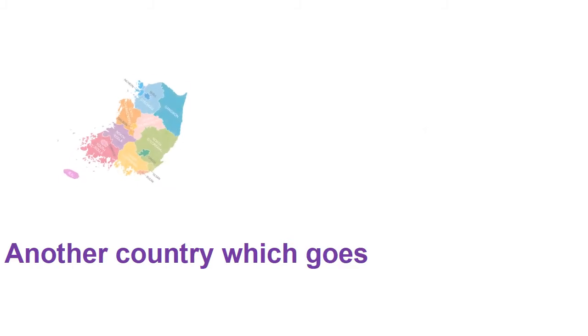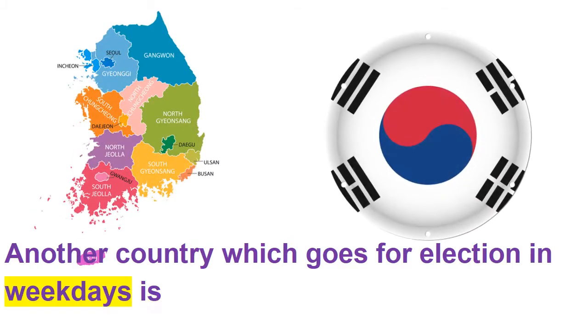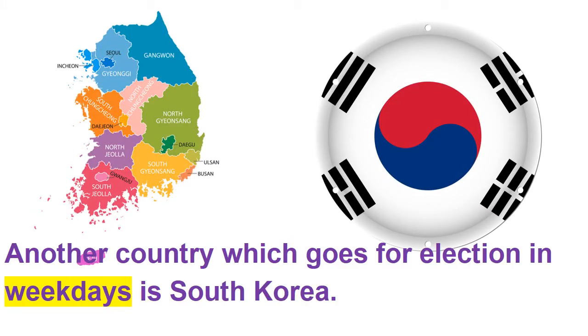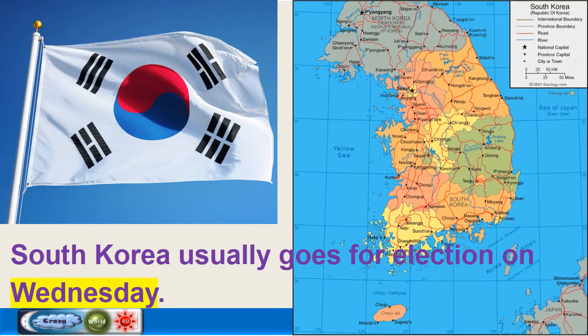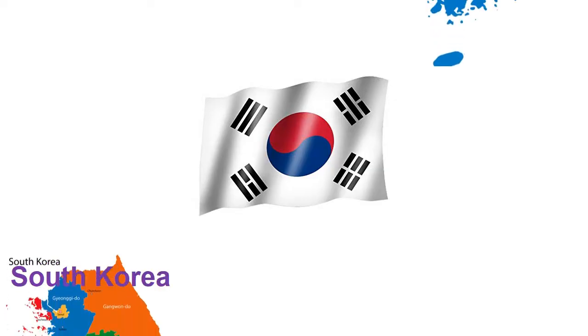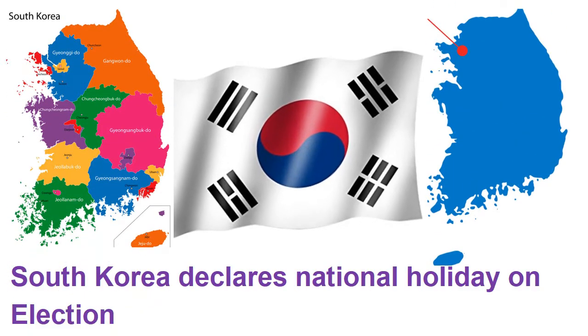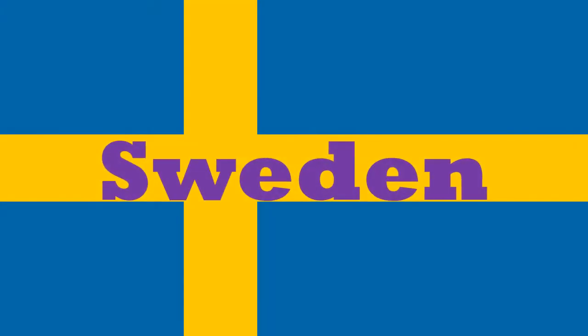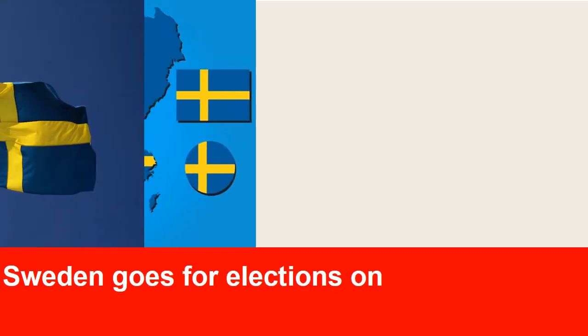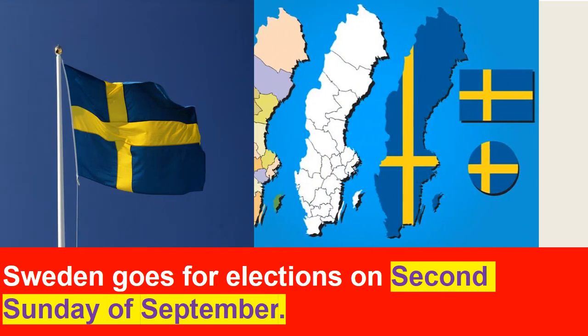Another country which goes for election in weekdays is South Korea. South Korea usually goes for election on Wednesday. South Korea declares national holiday on election day. Sweden goes for elections on second Sunday of September.